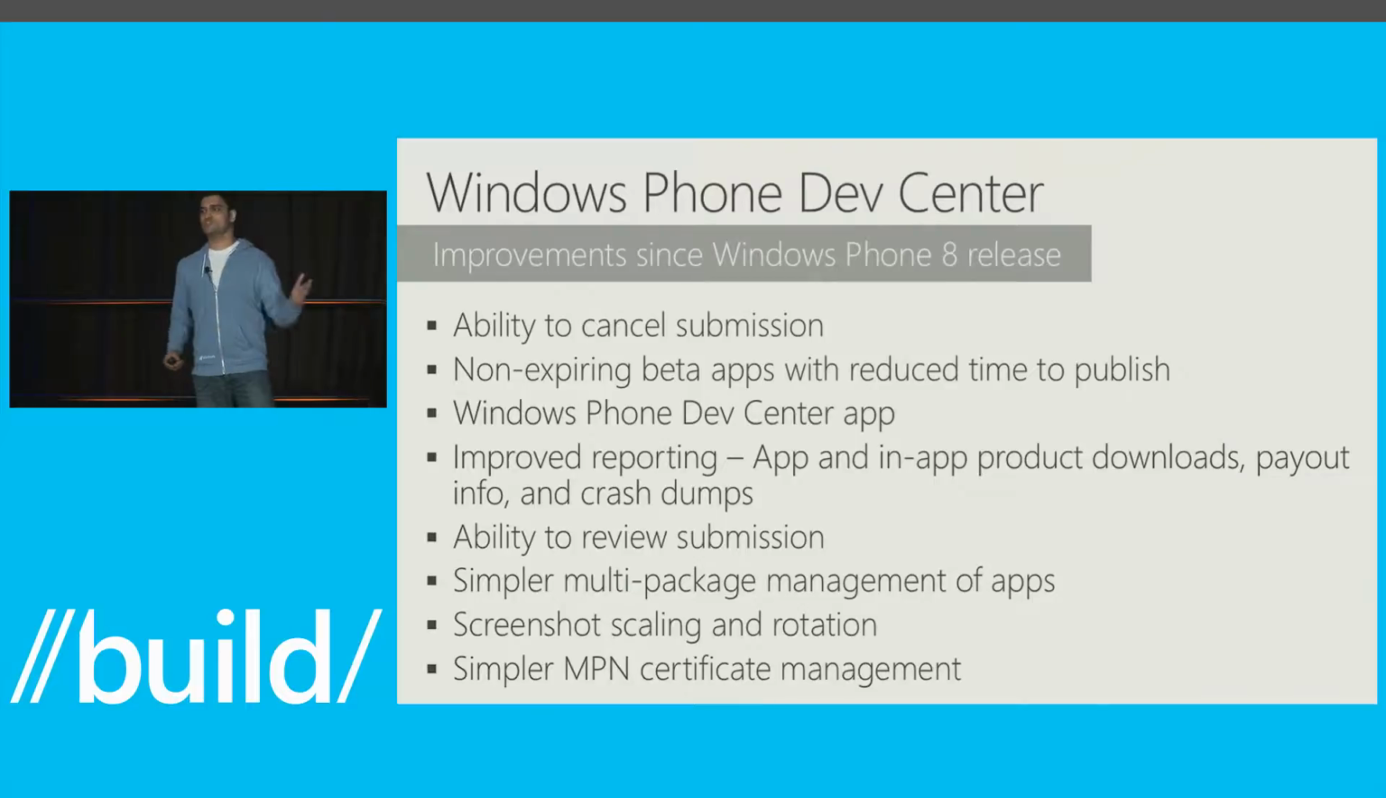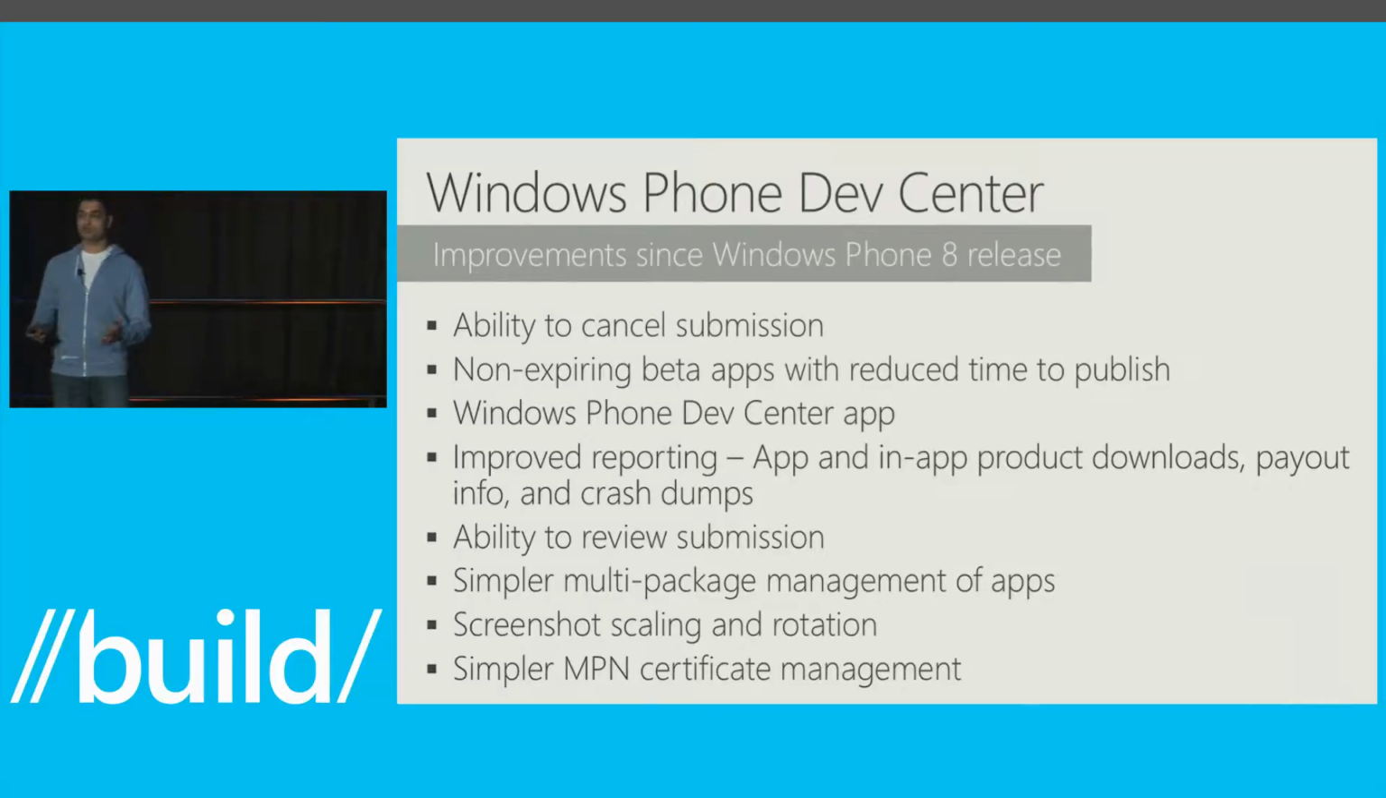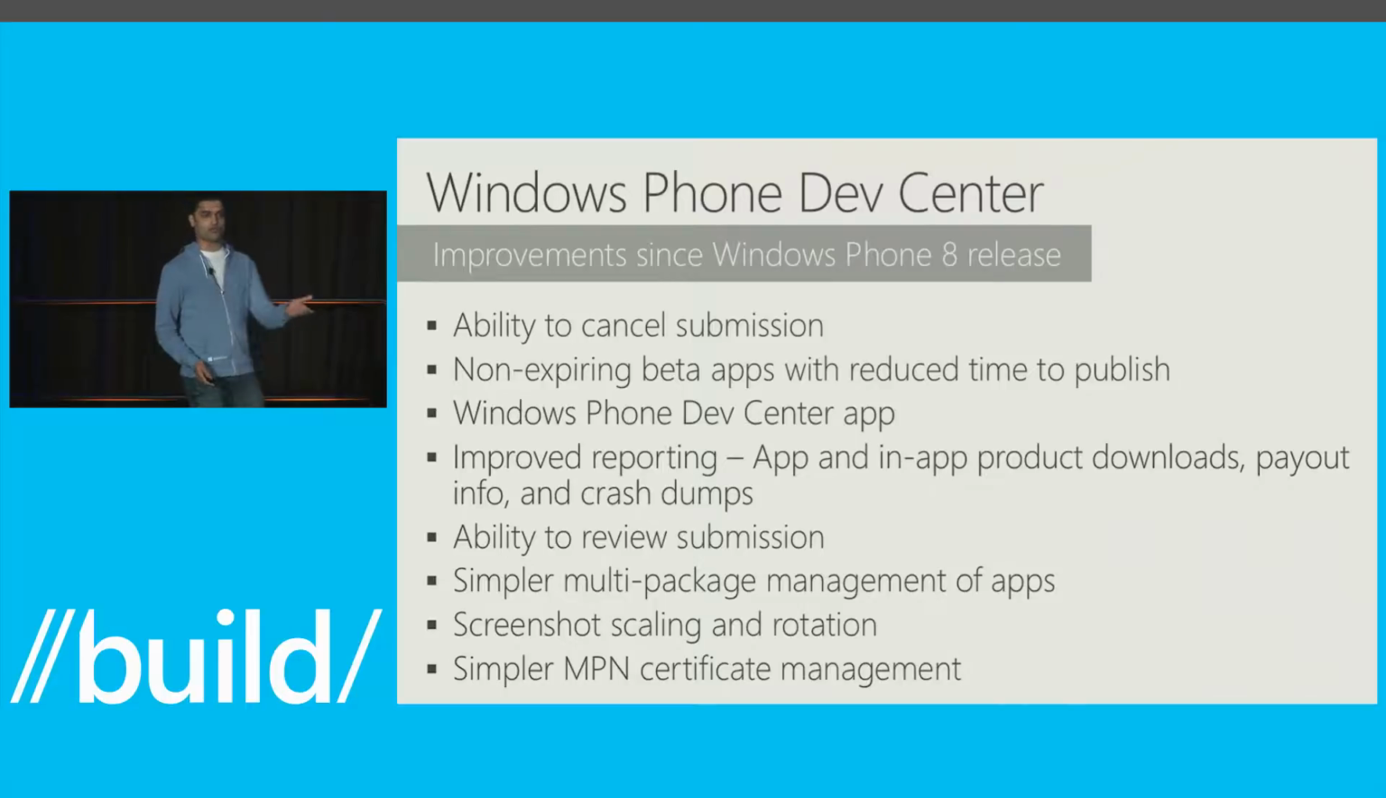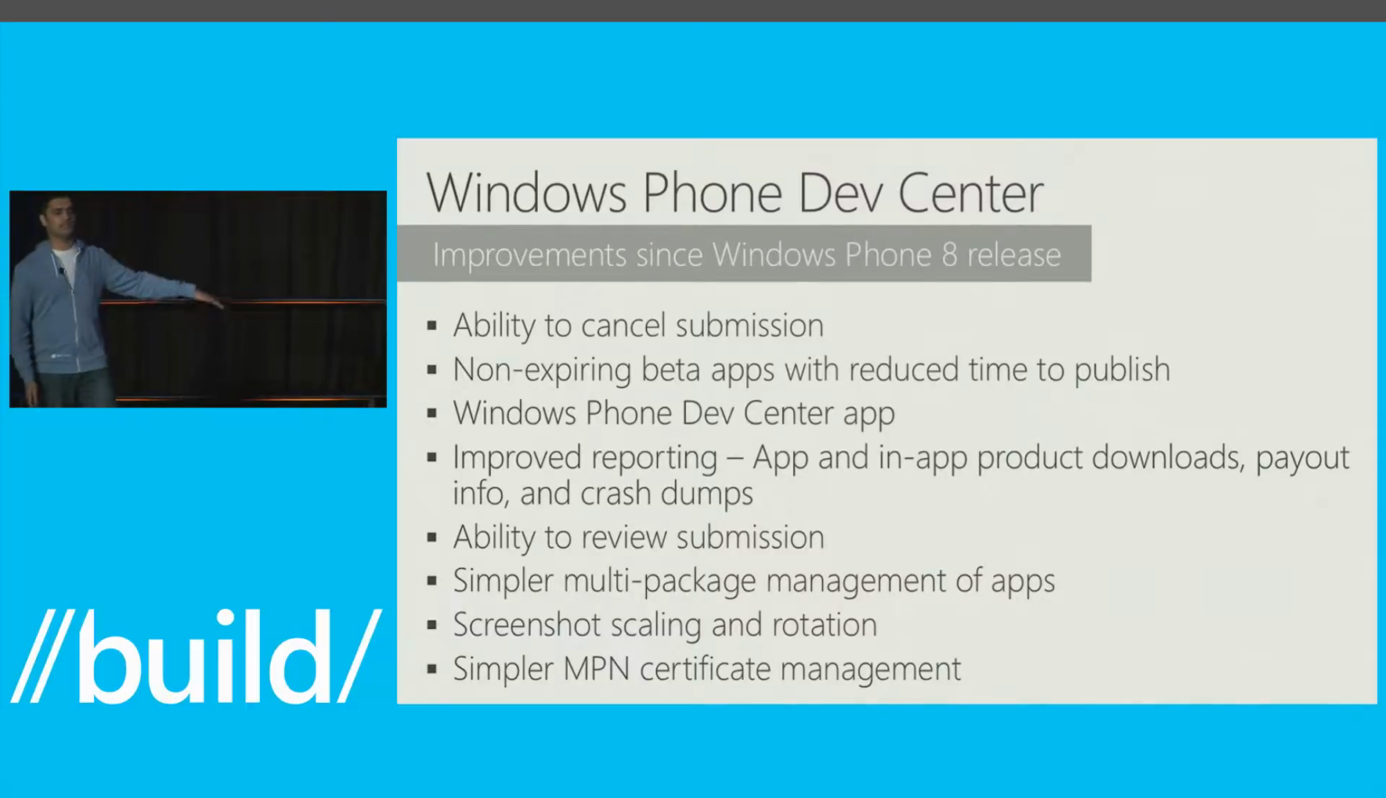The other one we got was, hey, please make my beta apps faster. So we've reduced the ingestion time from a few hours to a few minutes now. And we have removed the concept of an expiration on beta apps. We delivered the Windows Phone Dev Center app for Windows Phone, so you can check on your apps how they're doing without having to log on to the website. And a bunch of other things, including recent improvements to reporting.